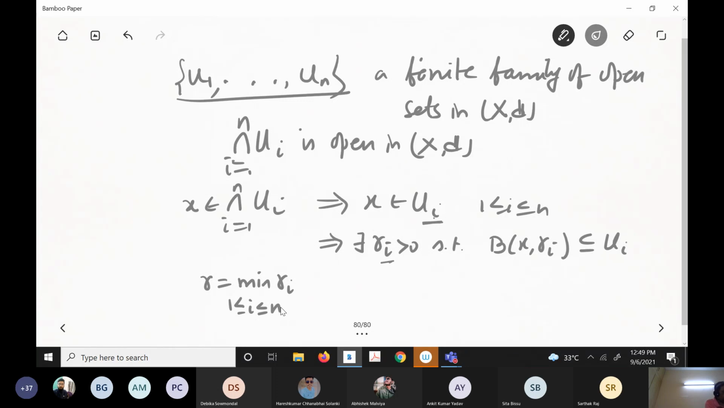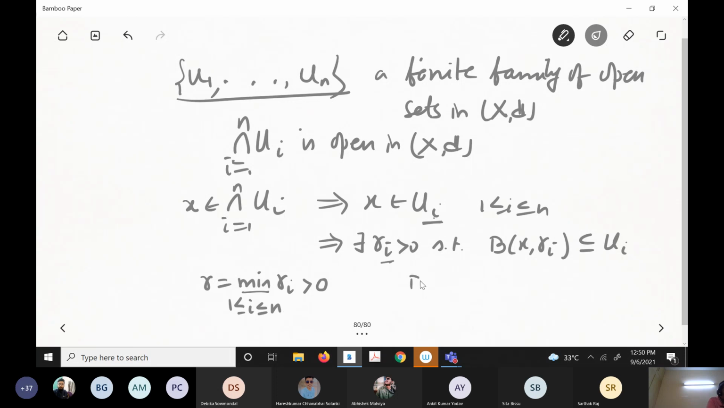Now look, since there are only finitely many r_i, r is strictly greater than zero. The radius of the open ball has to be strictly greater than zero; zero radius is not allowed. This is guaranteed by taking the minimum of a finite set. In fact, r will be one of the r_i's, so this is greater than 0.